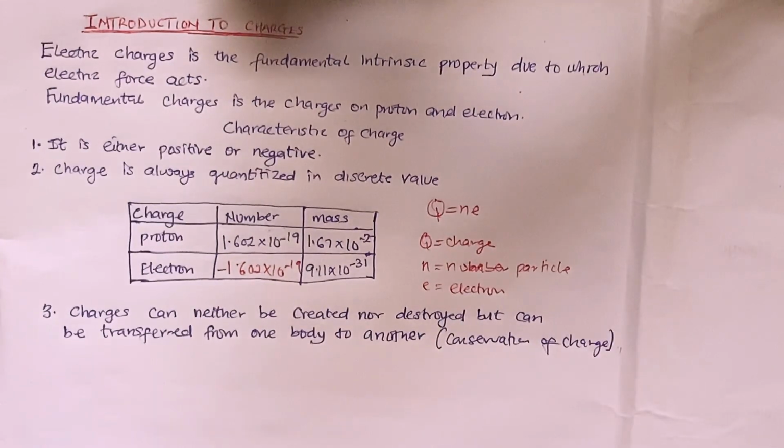Law of conservation of charge. So these are the three basic characteristics of charges that we have. Some other characteristics or properties that we have is that like charges repel, while unlike charges attract.